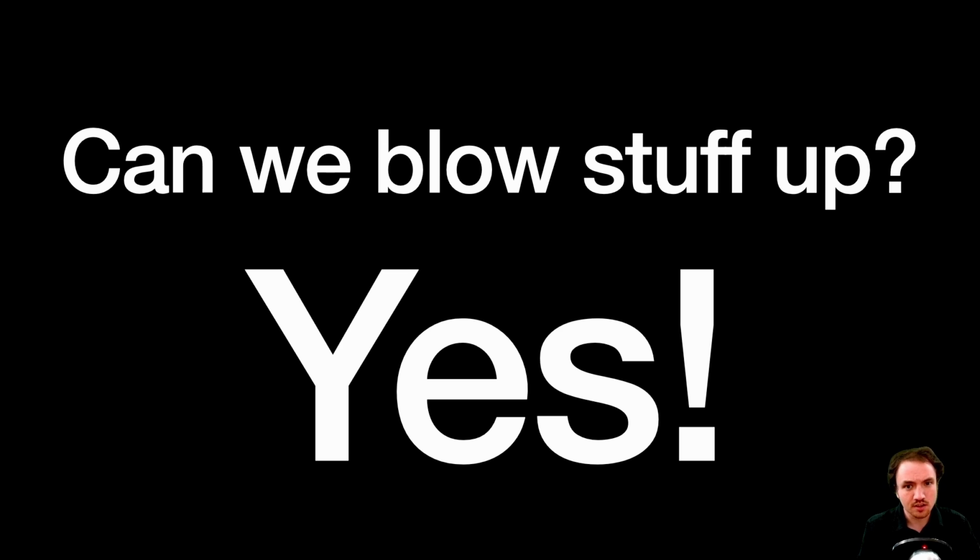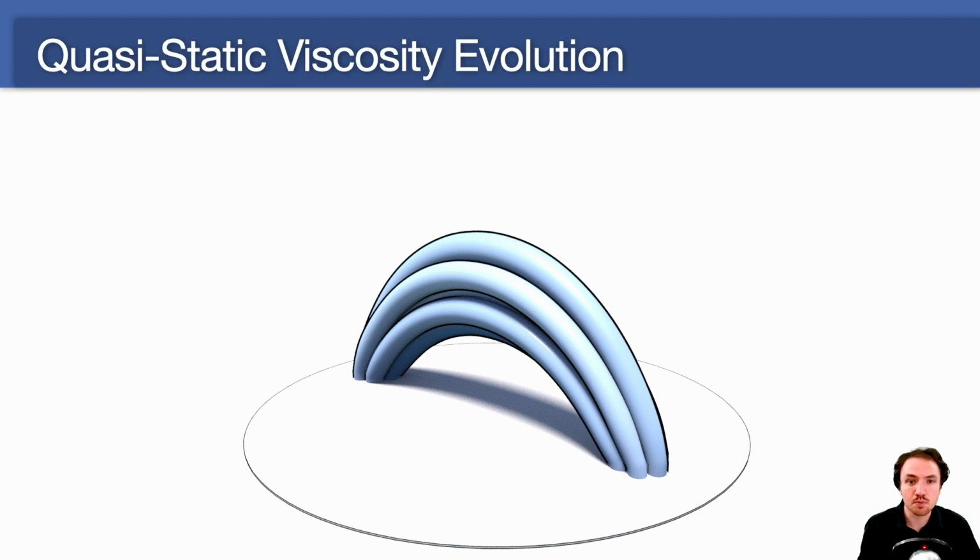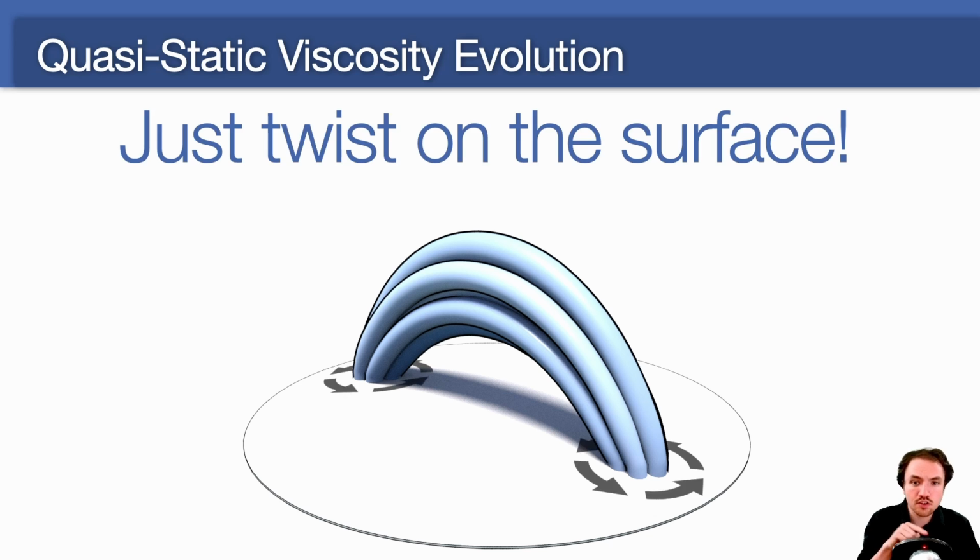And since we are doing graphics, I bet you ask yourself the following. Can we blow stuff up? The answer is yes, we can. Sort of. This might sound confusing since we are solving for a static magnetic field. The magic word in graphics that enables explosion here is quasi-static viscosity evolution. What does that mean to us? That we can just twist the sun's surface during the energy minimization process.